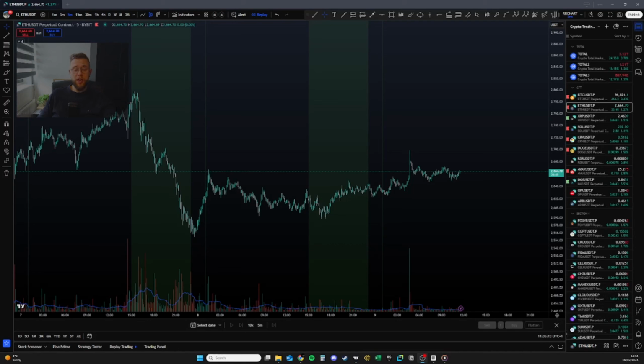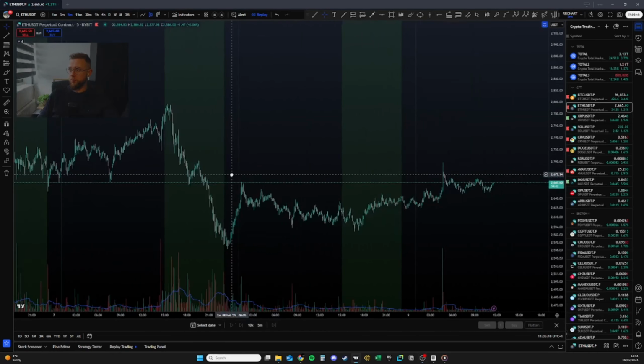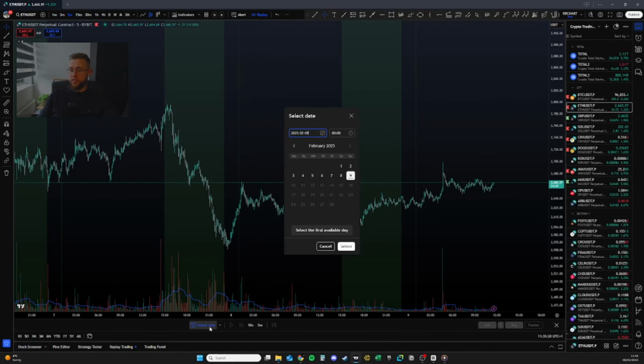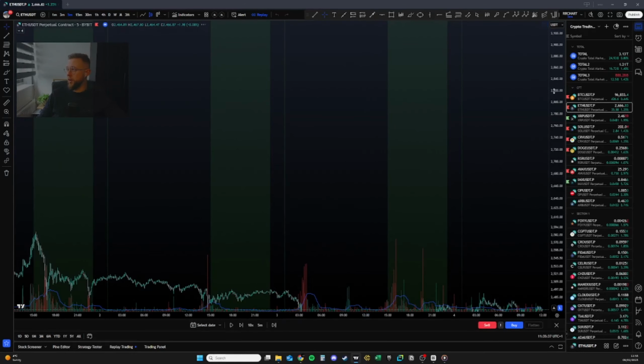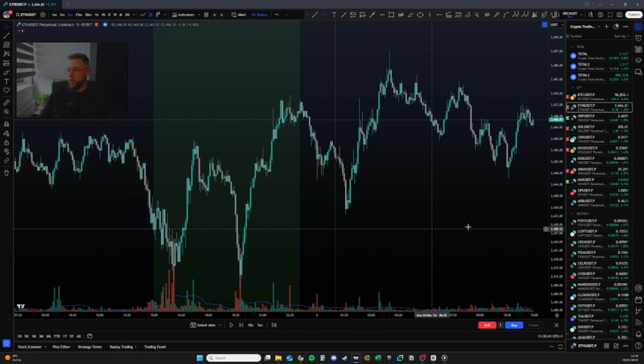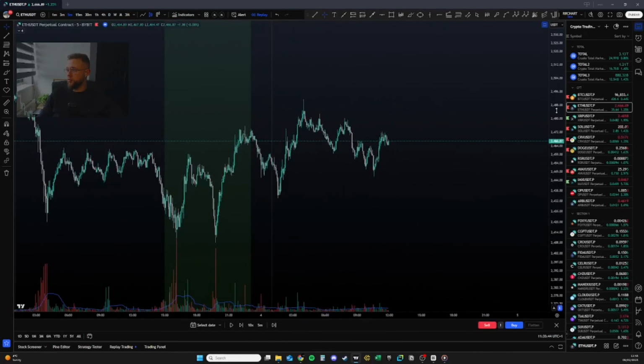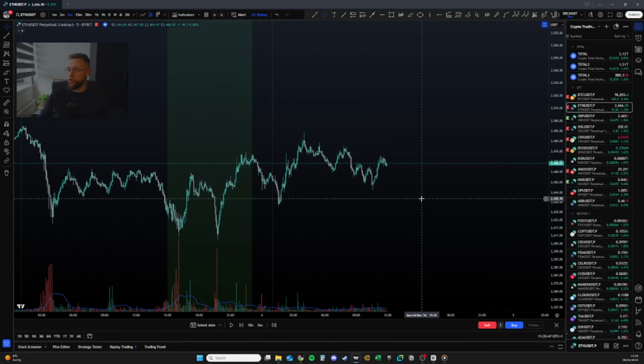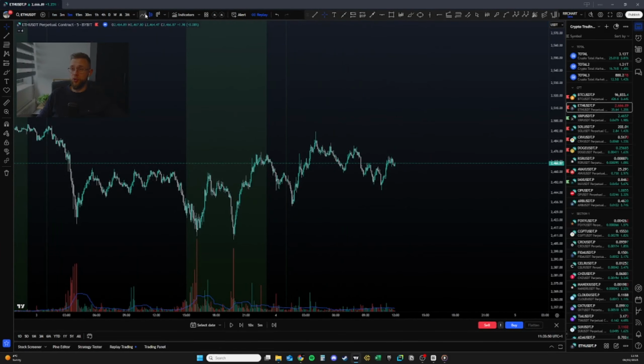So I will show you how to do backtesting using replay mode in TradingView. It's very simple. When you press on it, you just select the date where you want to go. If you want to go, for example, to last year, 4th of November, let's say around 12 o'clock, you can press select and it goes back to the 4th of November, 12 o'clock. And what you can do, you can start to create your own strategy, for example, how I'm doing.